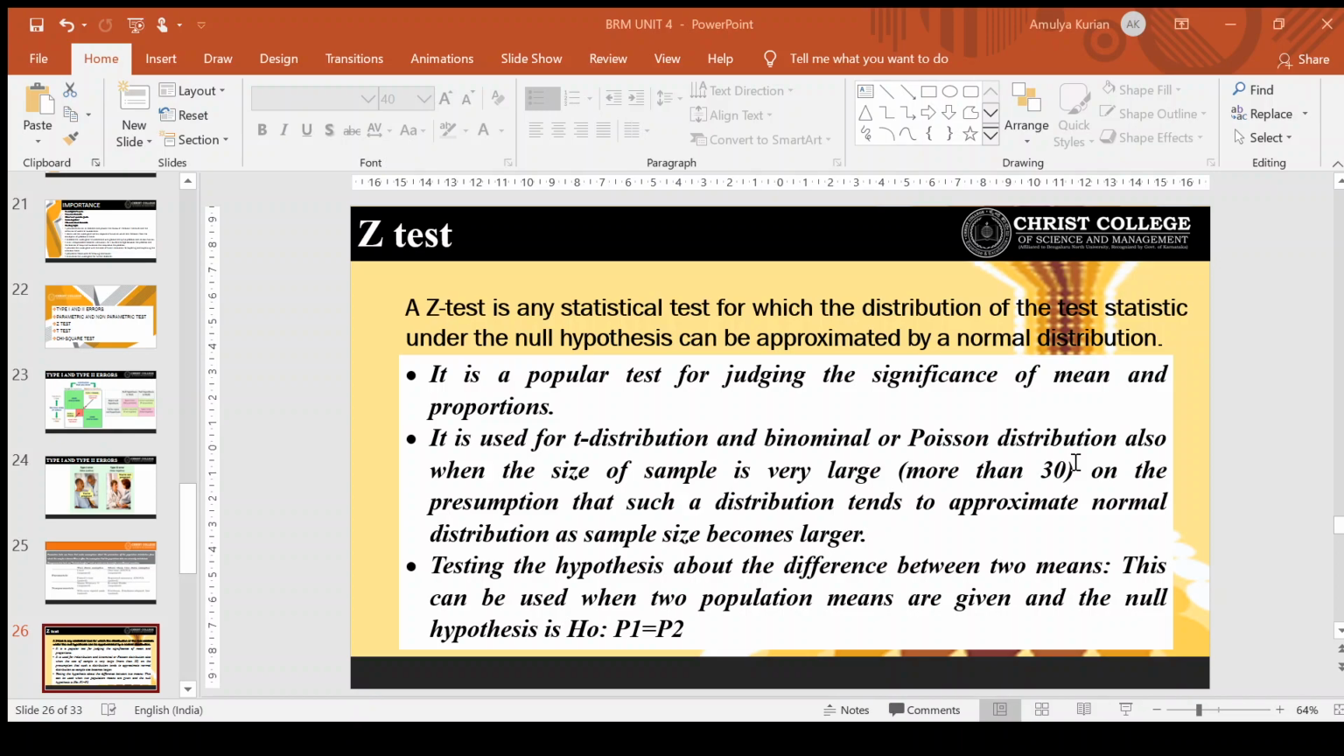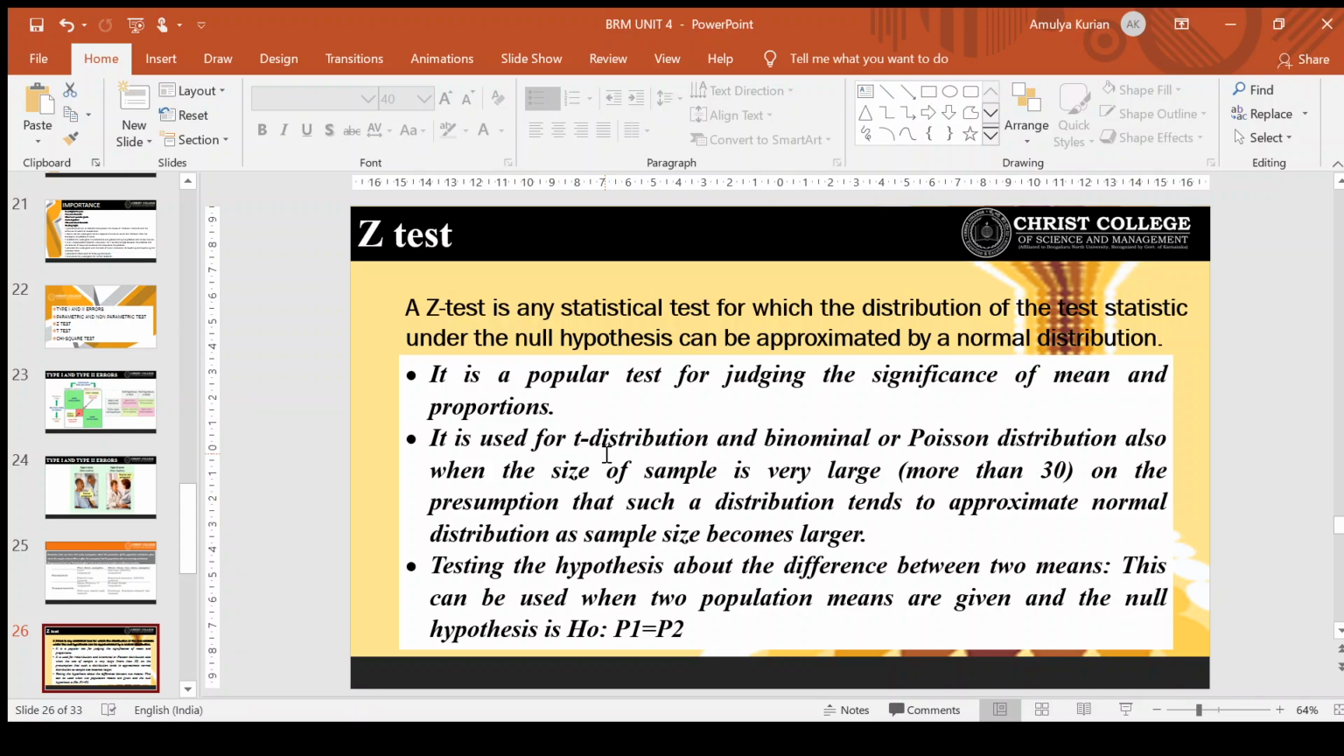So there are three things. First one, the standard deviation of the population should be known. Second thing, it should be normally distributed. Third one, the sample size should be more than 30. So here basically it is used to determine whether two population means are different, when the variances are known and the sample size is large. It is a popular test for judging the significance of mean and proportion.